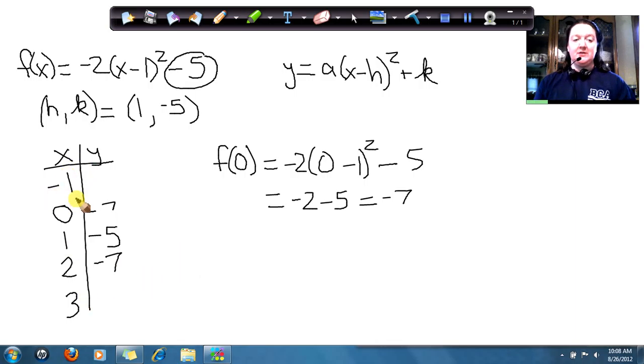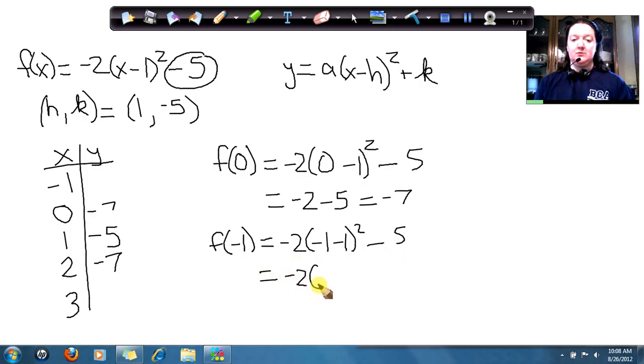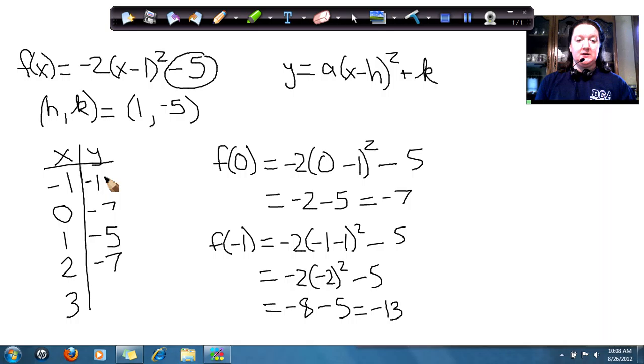Now let's plug the value of negative 1 into our function. If we find f of negative 1, we're going to take negative 2 times (negative 1 minus 1) squared minus 5. So here we have the negative 2, and then negative 1 minus 1 is going to give us negative 2 squared minus 5. So if we look at this, a negative 2 squared will give me 4. 4 times a negative 2 gives me negative 8 minus 5. And if we combine those numbers, we're going to get negative 13. So we'll have our negative 13 here.